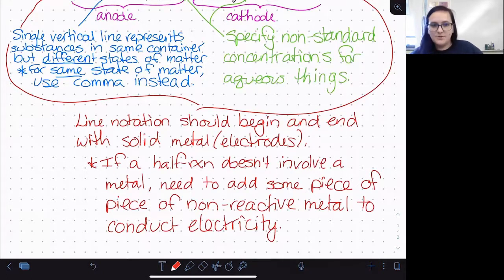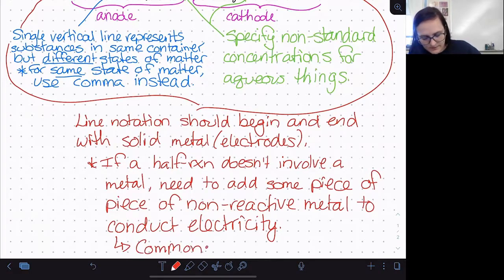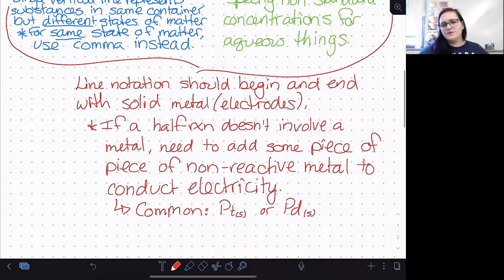So if there's no solid metal involved in your half reaction, you literally just stick an extra piece on the end. Most commonly, either platinum or palladium are good choices. Of those two, platinum is actually the cheaper one, so it is therefore the more commonly used one, but both are pretty common.